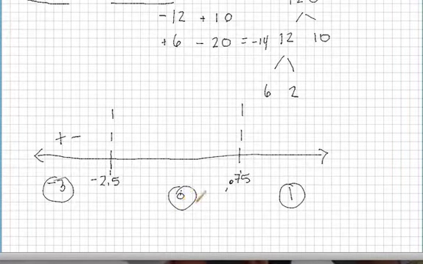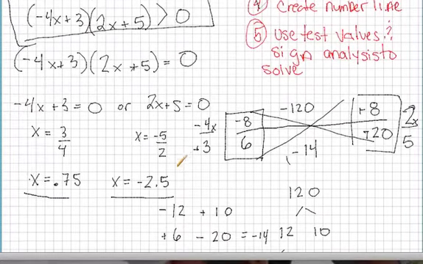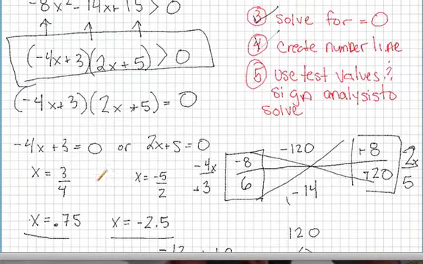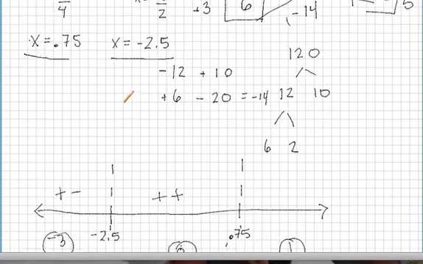Let's go ahead and try it with 0 and then 1. If I plug in 0 into the boxed equation right here, it looks like I would get a positive factor for my first factor and a positive factor for my second factor. If I plug in 1, I would get a negative factor for my first factor because it would be negative 4 plus 3, and I would get a positive factor for my second factor.